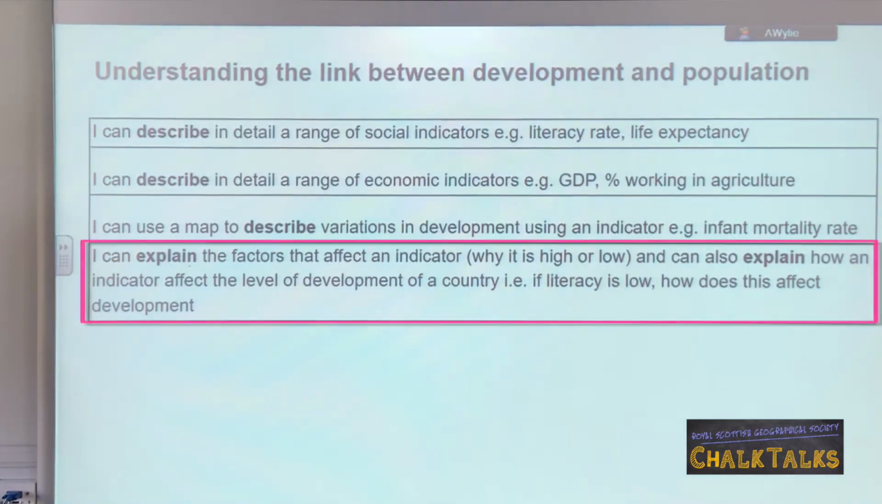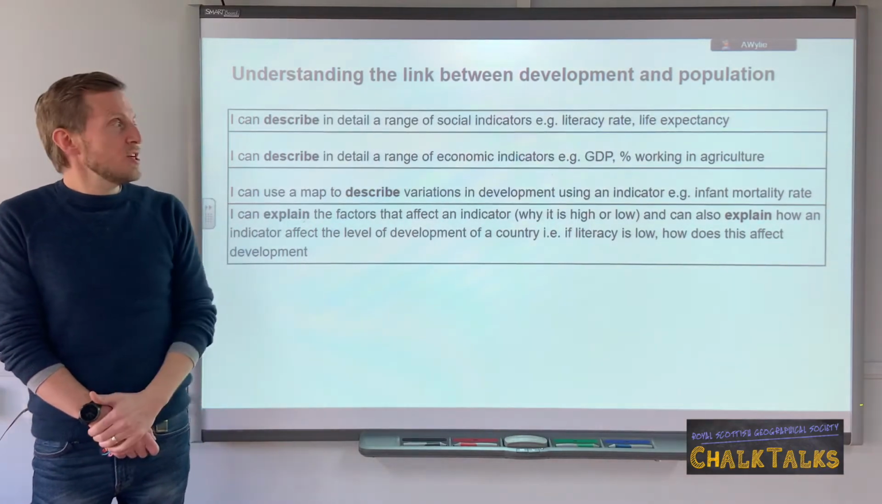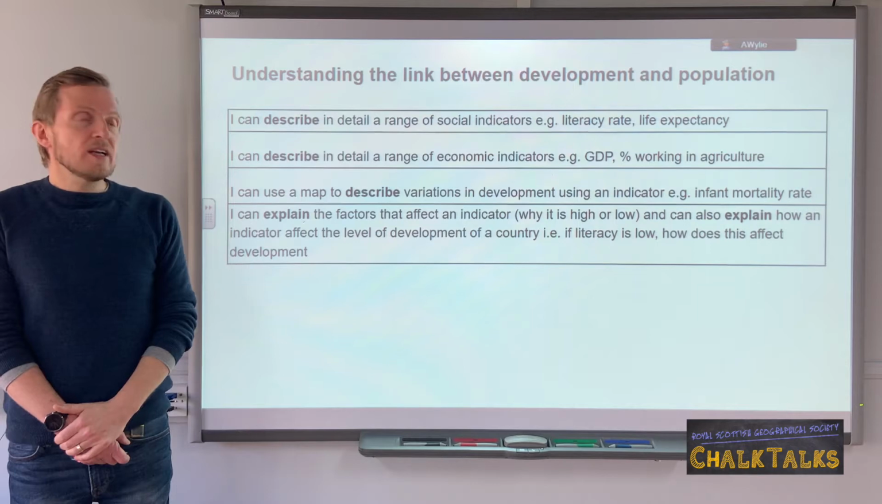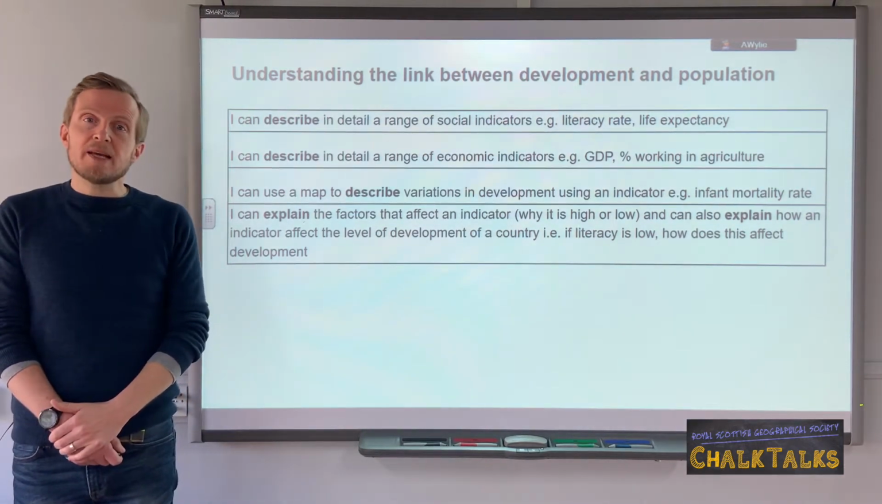In the final learning outcome linked to development, you'd be looking to explain the factors that can actually influence an indicator. Now, this might be a question that's worth 4 or 5 marks, and you'd be asked to explain what could influence GDP, for example, or literacy rate. So what kind of things are happening in a country that would cause it to either be high or low.